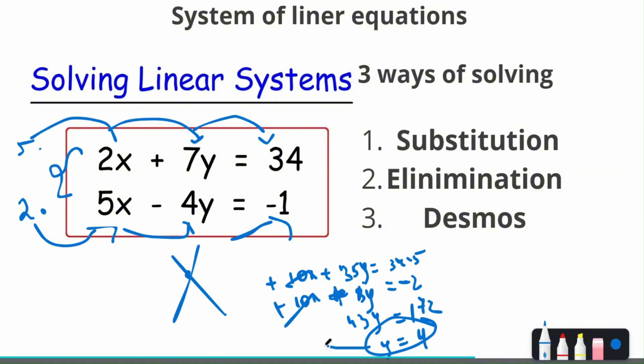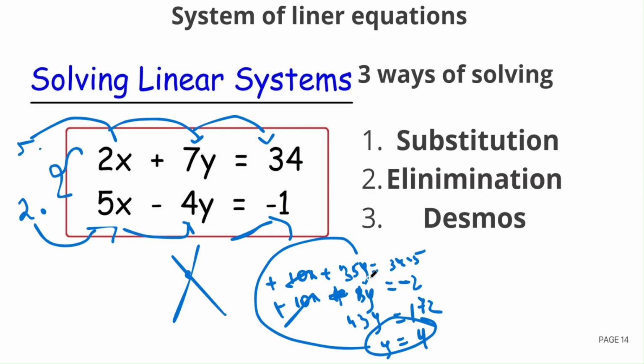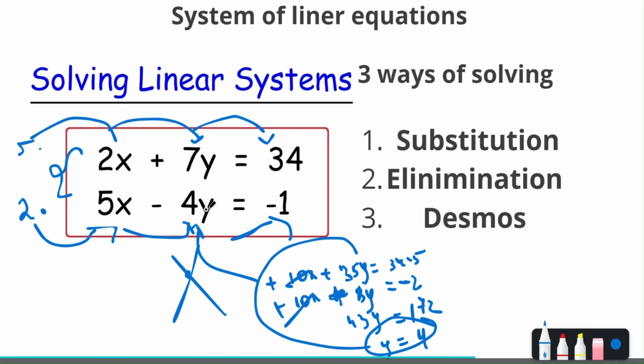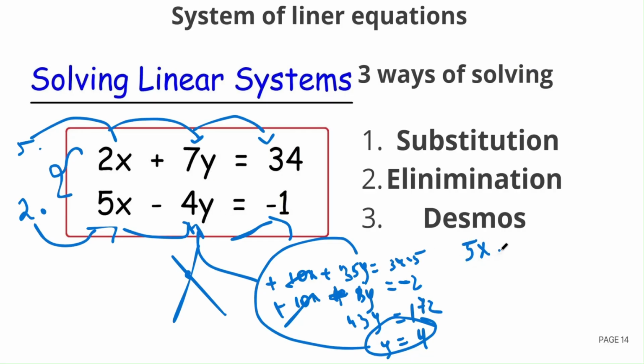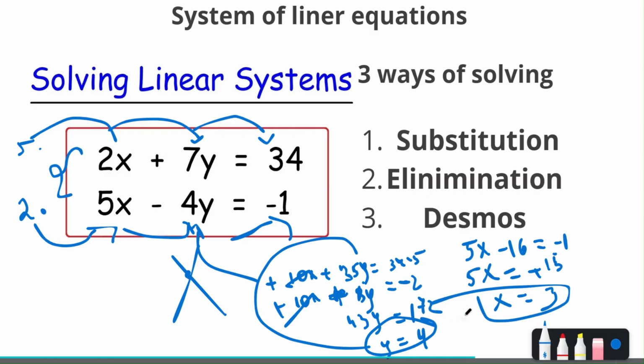And we can put this y value here or there in the initial equation. Let's put it here in simple terms. Instead of y, we'll put 4 there, and it will be what? It will be 5x minus 16 equals to minus 1. If you add 16 to both sides, we'll be left with 5x equals to 15, x equals to 3. This is our nice solution.